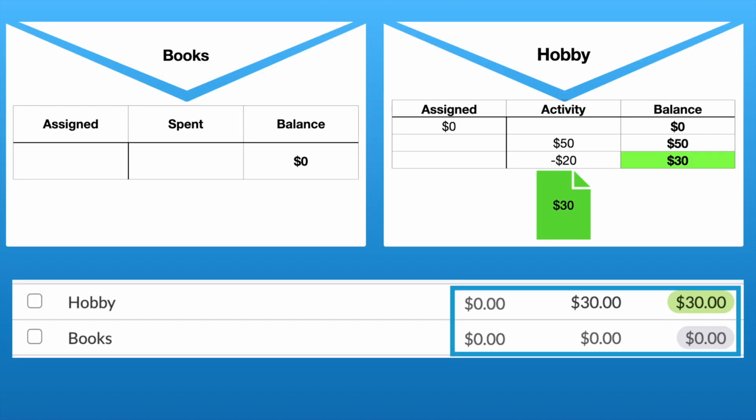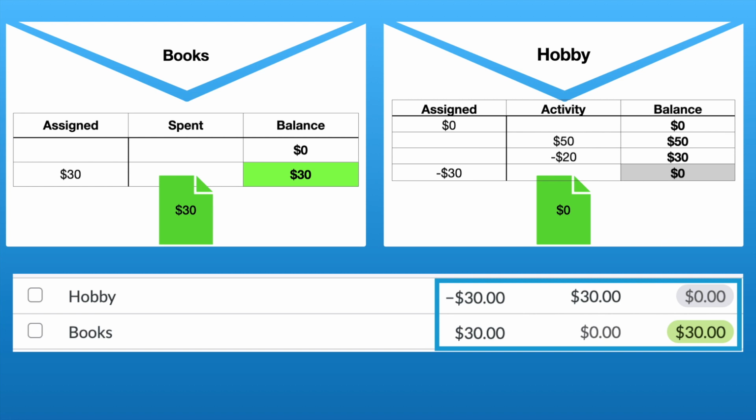Now let's say I don't need to spend that remaining $30 credit in my hobby. I can move that credit to my books. So I would reduce that $30 and move it over to my books, and then I can continue using it. The next big question that always happens with credit cards is, what happens with my credit card rewards?